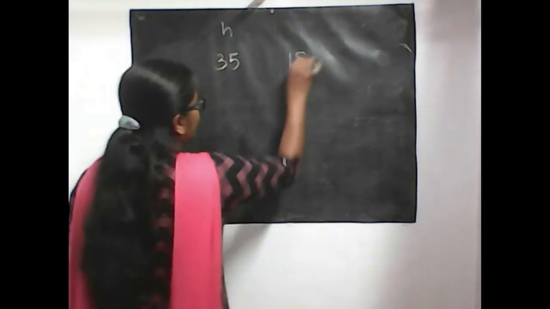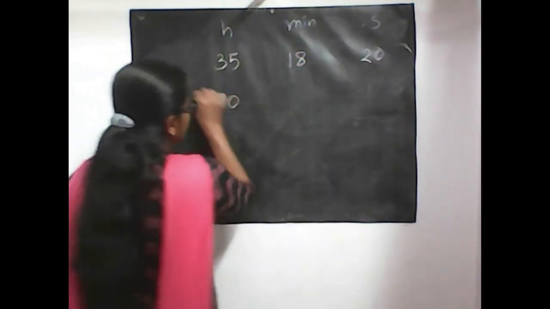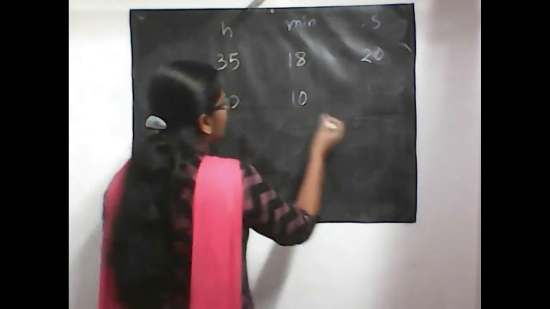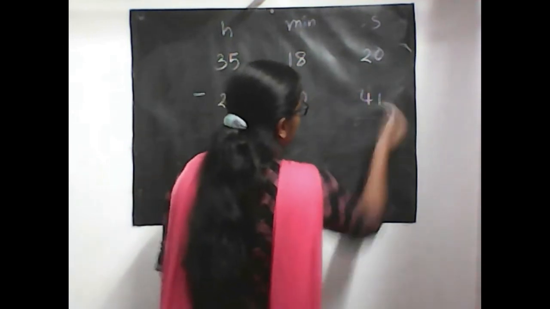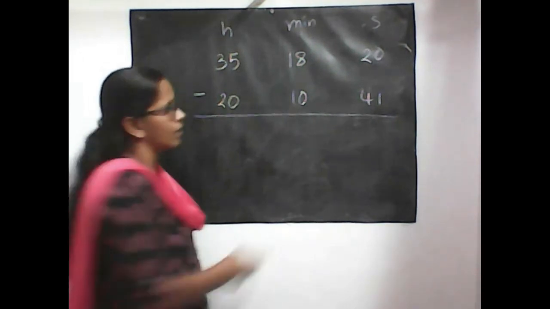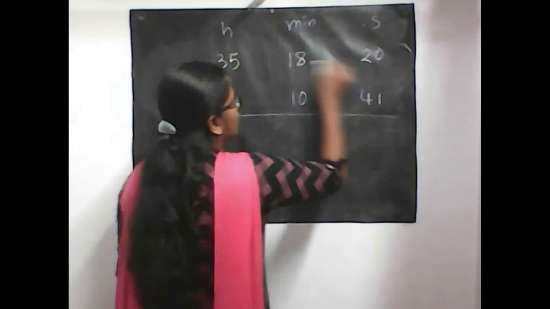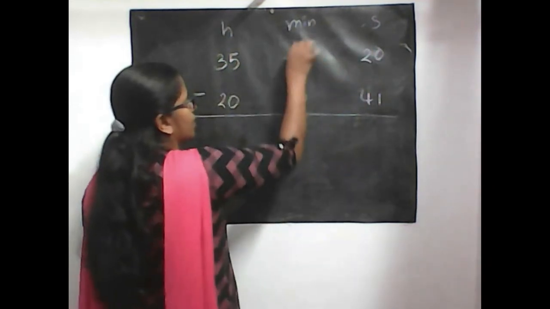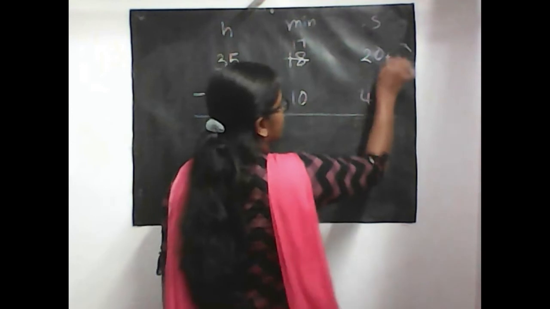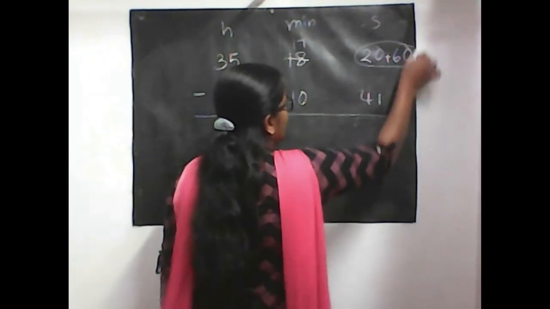35 hours, 18 minutes, 20 seconds, minus 20 hours, 10 minutes and 41 seconds. Do this one. You can do along with me. 20 is smaller than 41. Make it greater by borrowing from here, make it 17. It will add 60. So 20 plus 60 is 80.